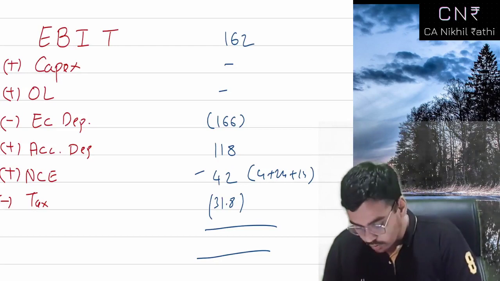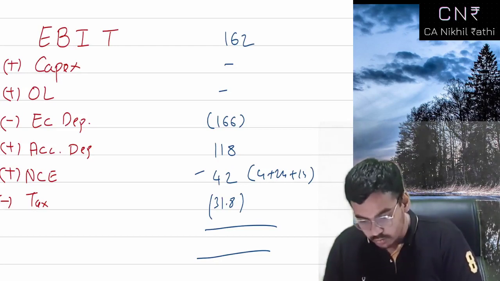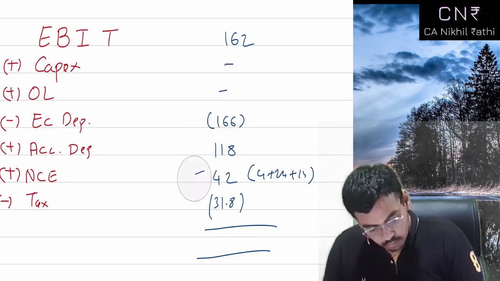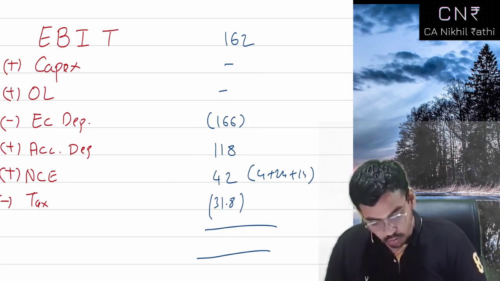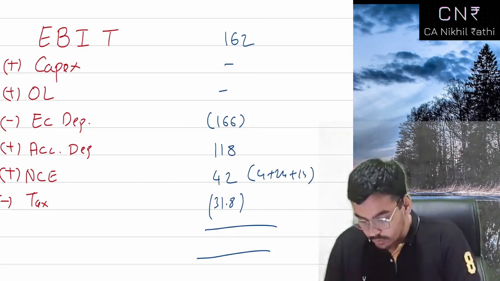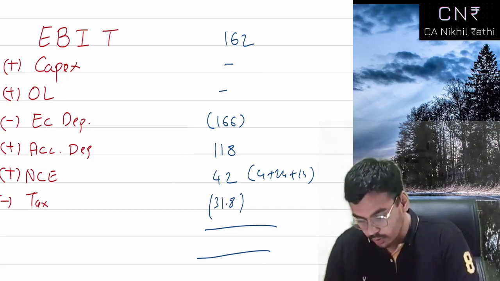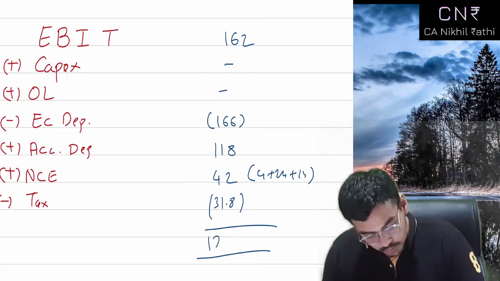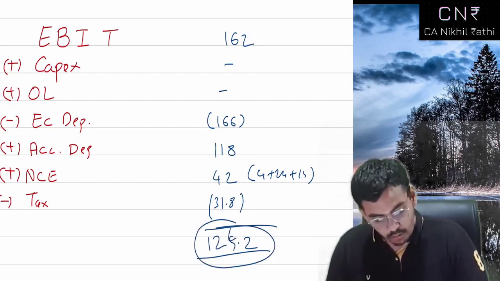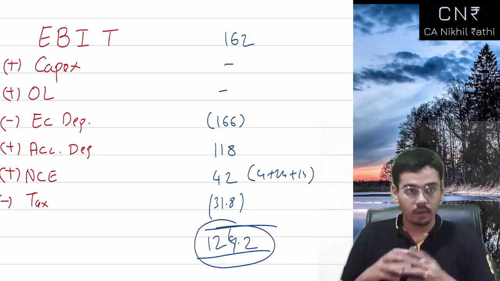Now understand this. 162 minus 166. No, this is not negative 42. This is 42 non-cash expense. Plus 118 plus 42 less 31.8. So NOPAT is 124.2. How much? 124.2. Have you got this part?